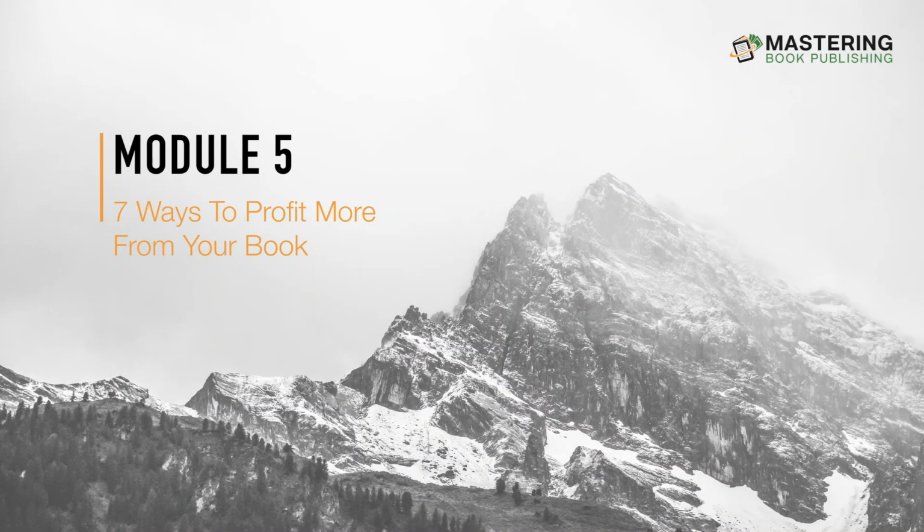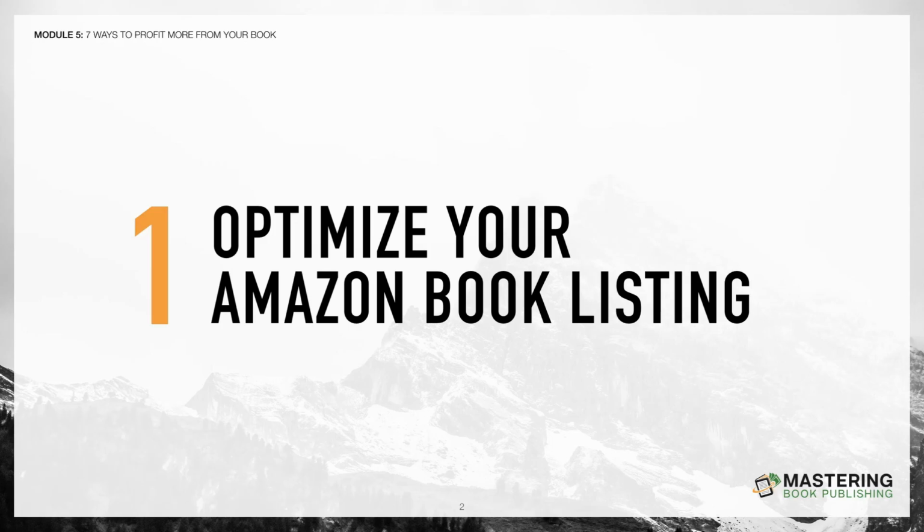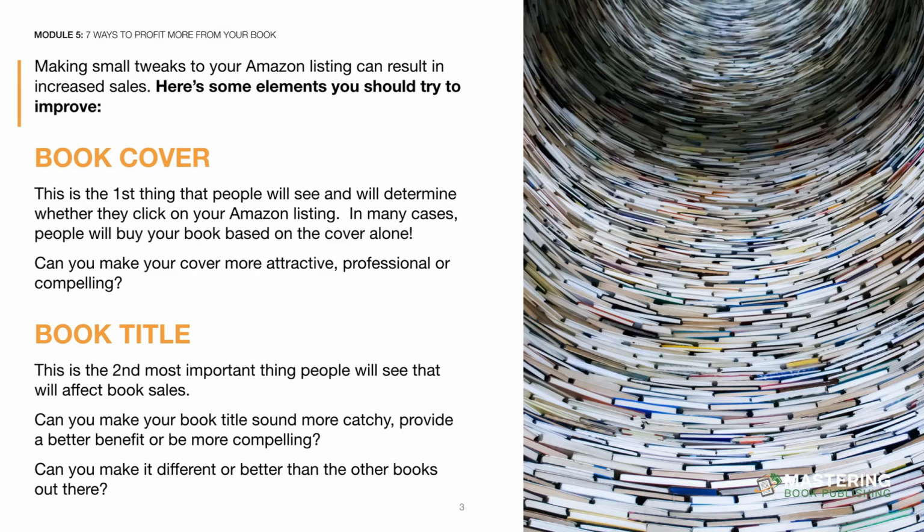So I'm going to share with you 7 ways to profit more from your book. The first strategy is to optimize your Amazon book listing. Making small tweaks to your Amazon listing can result in increased sales. So here's some elements that you should try to improve.